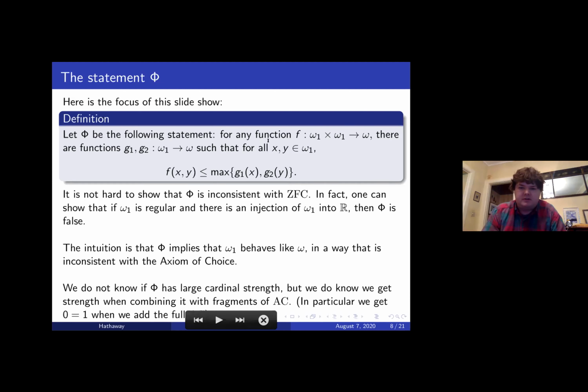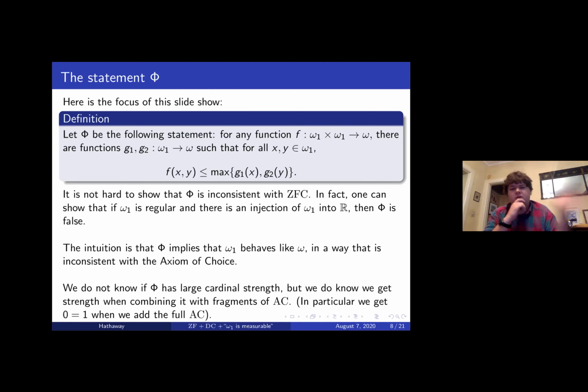Okay, what's going on with this statement? So phi says if you have any matrix of natural numbers, which is omega 1 by omega 1, then there's a length omega 1 row vector and a length omega 1 column vector, such that each entry of the matrix is less than or equal to the maximum of the entries in the row and column vector. Okay, any questions about what this phi is saying?